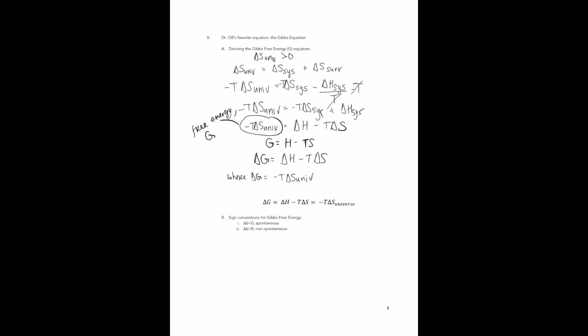So this equation is super valuable because we can measure the enthalpic and entropic changes in a system, and then we can use that to back out the Gibbs free energy of our reaction, from which we can then back out the entropy change of the universe.